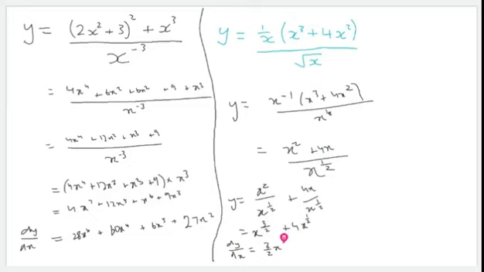Yep, x to the 3 over 2, 4x and a half. Differentiate: 3 over 2 x to the half, 2x to the minus a half. Yep, that's it. Done. Got it.